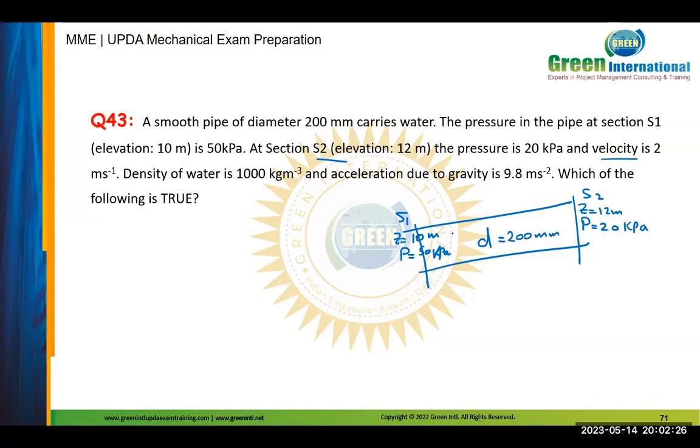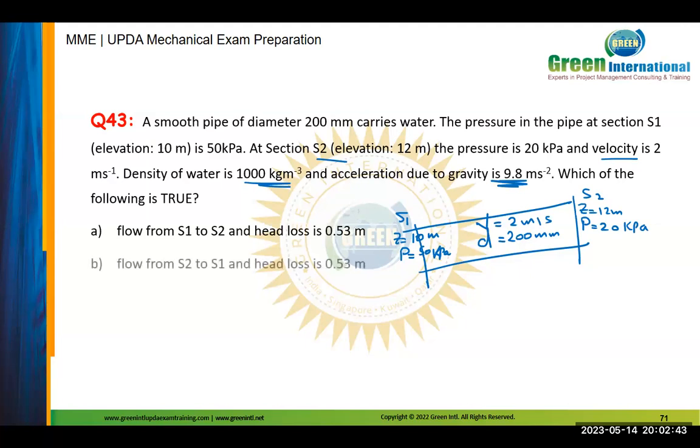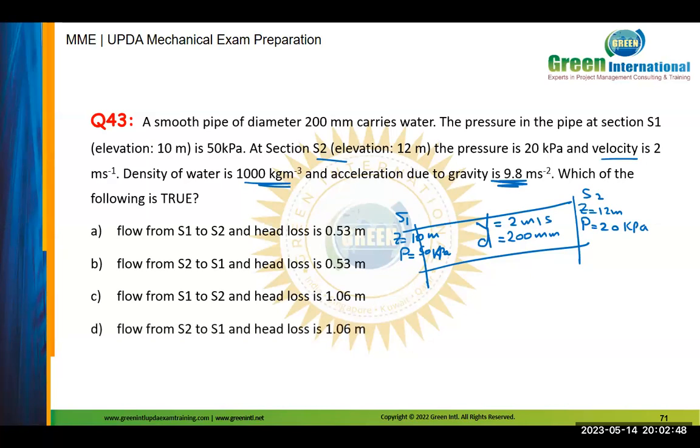They also give you the velocity, 2 meter per second, density, acceleration. What is required, which is true? The flow is going from S1 to S2 and loss is 0.5; S2 to S1, loss is 0.5; S1 to S2, loss is 1 meter; S2 to S1, loss is 1 meter. So we have two questions actually: the head loss is a value, and the direction of the flow.